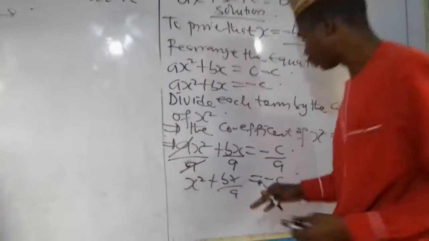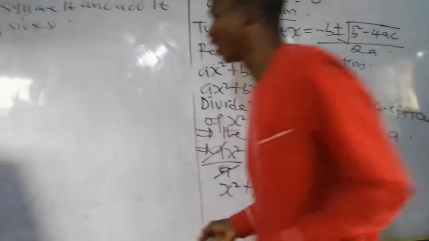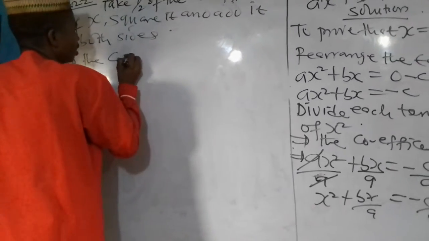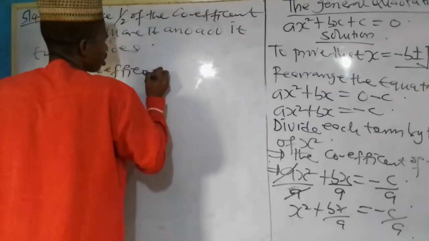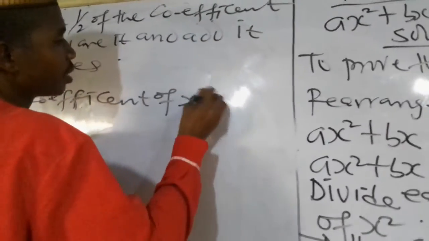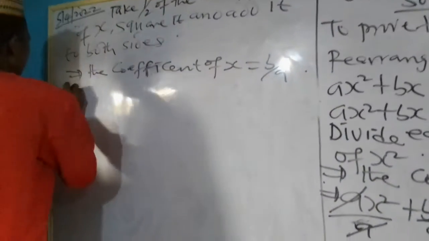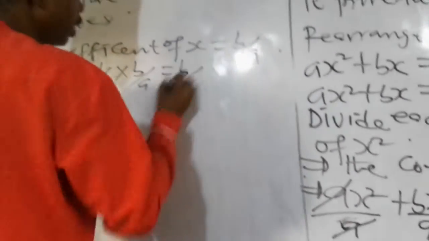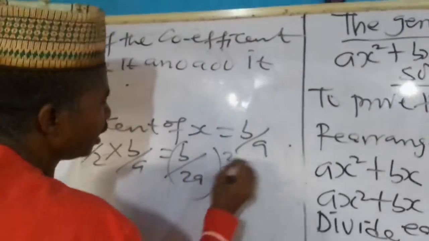In this case, what is the coefficient of x? That is b over a. This implies that the coefficient of x is equal to b over a. Half of b over a equals 1 over 2 multiplied by b over a, which equals b over 2a, everything in bracket squared.